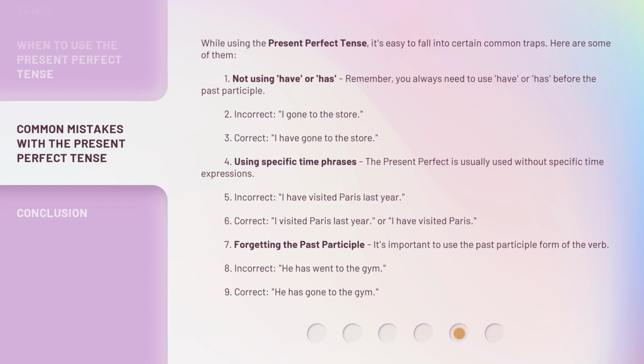2. Using specific time phrases. The present perfect is usually used without specific time expressions. Incorrect: I have visited Paris last year. Correct: I visited Paris last year. Or, I have visited Paris. 3. Forgetting the past participle. It's important to use the past participle form of the verb. Incorrect: He has went to the gym. Correct: He has gone to the gym.